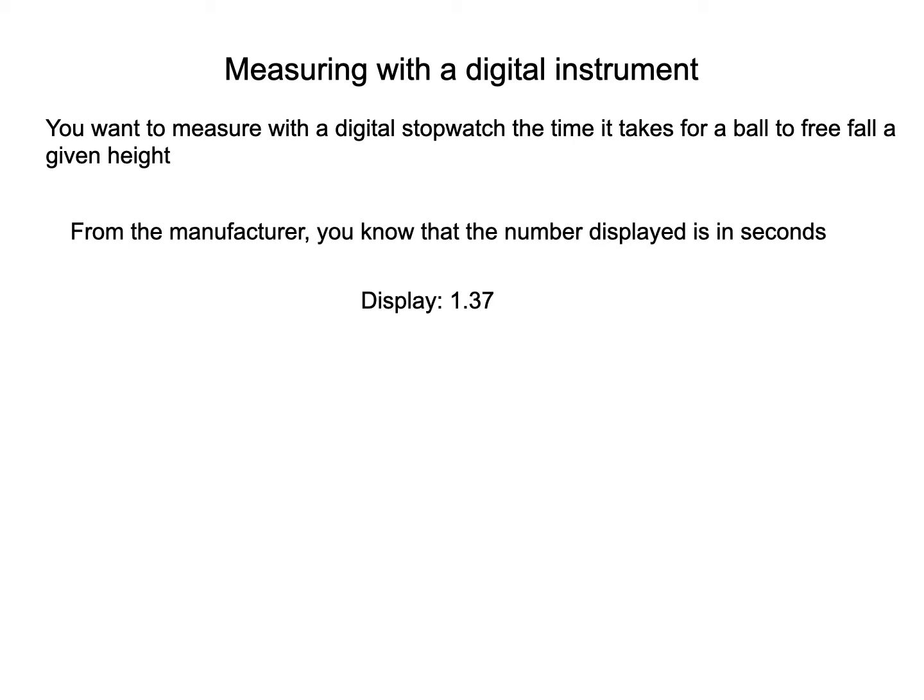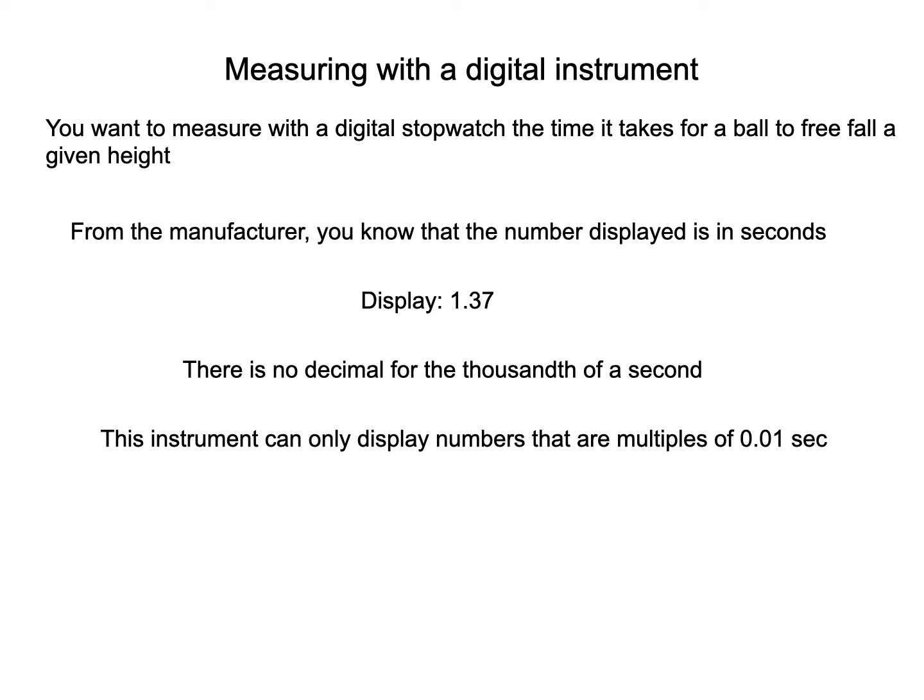You might be tempted to say that the measurement of the time it took for the ball to fall is 1.37 seconds. But is it? Let's have a closer look at the number displayed by the instrument. The number does not go beyond the hundredth of a second. This instrument is limited to display only numbers that are multiples of 0.01 second.